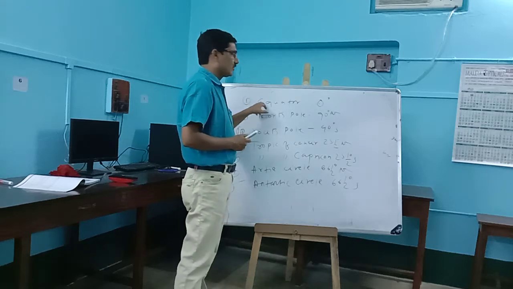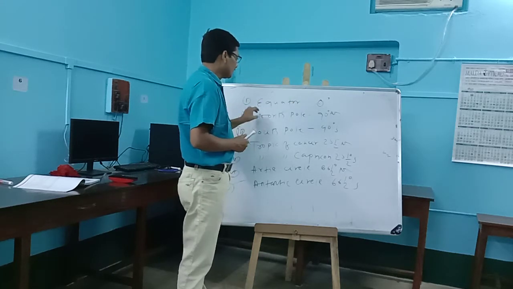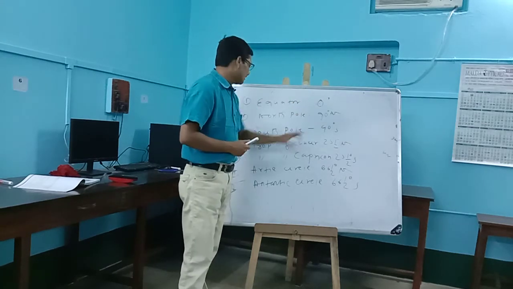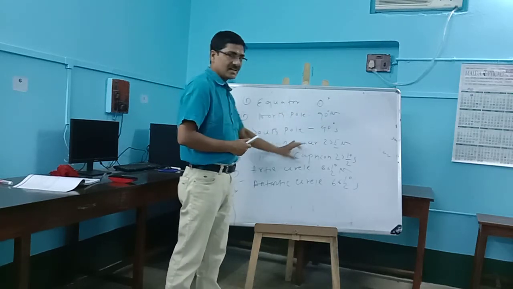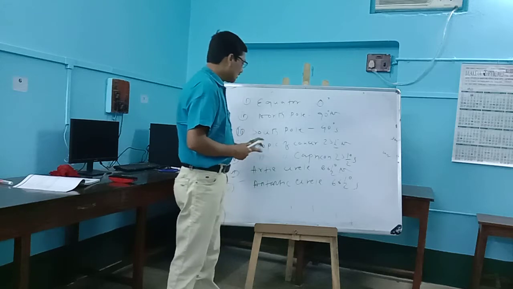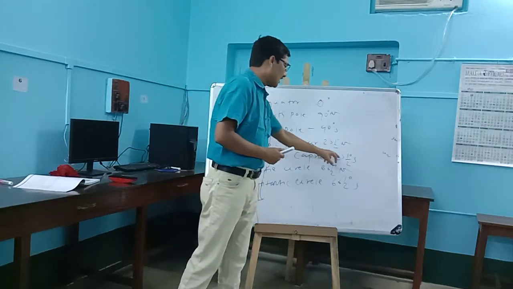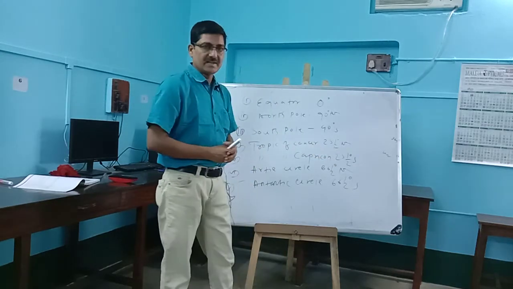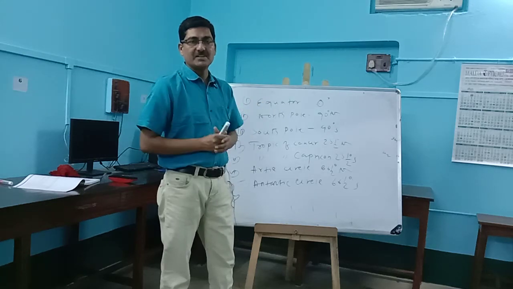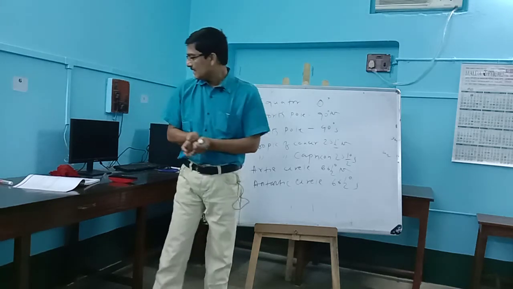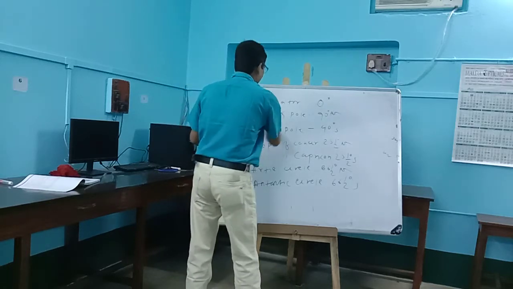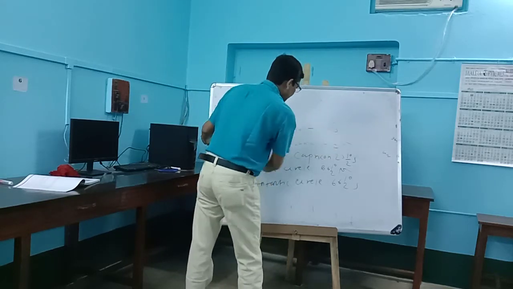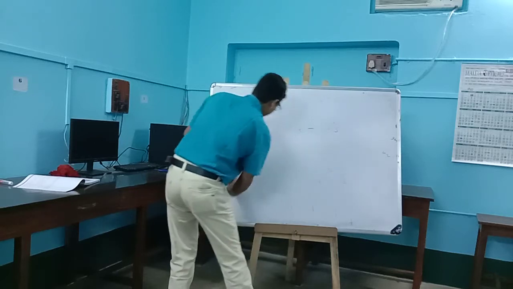Number one, the equator 0 degree, North Pole 90 degree north, South Pole 90 degrees south, Tropic of Cancer 23 and a half degree north, Tropic of Capricorn 23 and a half degree south, Arctic Circle 66 and a half degree north, Antarctic Circle 66 and a half degree south. So these 7 are important lines of latitude.